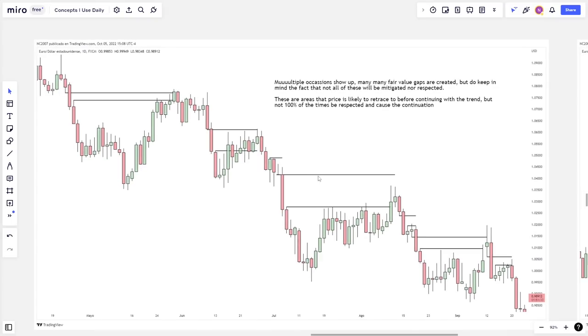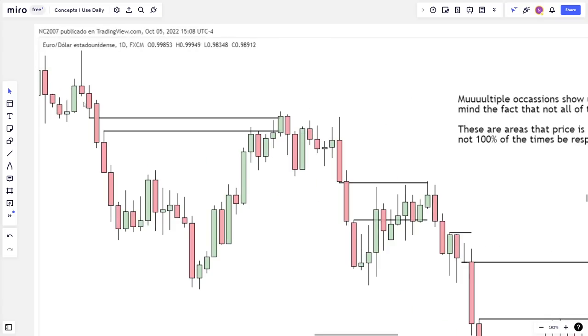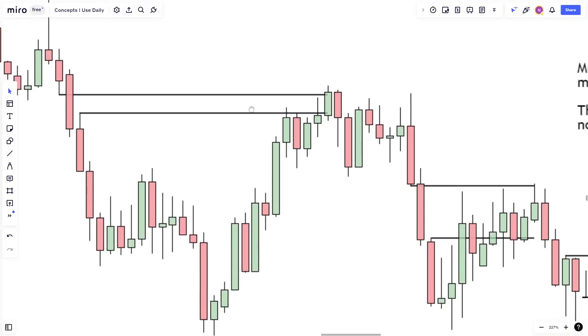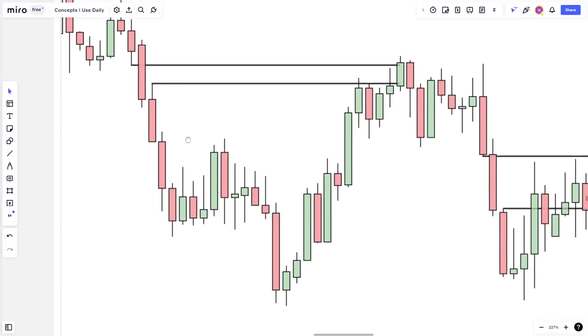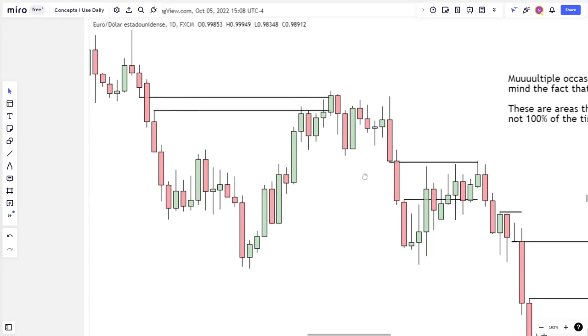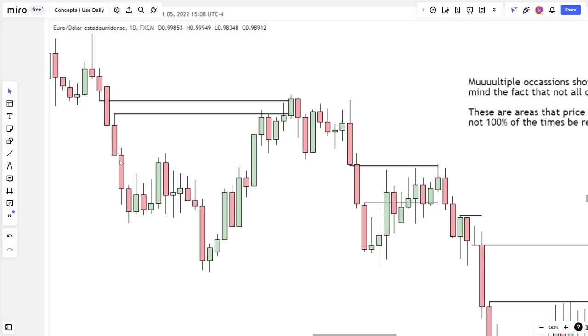We have multiple occasions that show up. Many, many fair value gaps are created. But of course, do keep in mind that this is not a 100% thing. These can appear at all times, but that doesn't necessarily mean they will all be mitigated or that they will all do their job. As an example, there's a fair value gap from candle 1, 2, and 3. There's a fair value gap from this high to this low. There's a fair value gap in here, and I'm not going to say more, because it would be a lot of an explanation that I can't do right now. So, high, low, fair value gap. Is it respected? Yeah. Does it cause a move lower? Yeah. But then it fails, right?